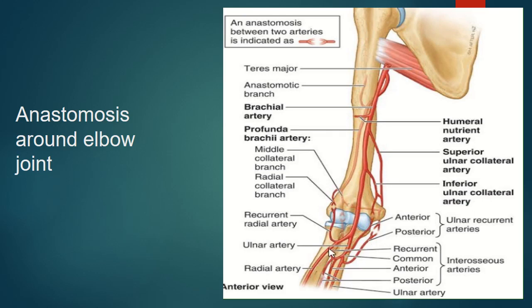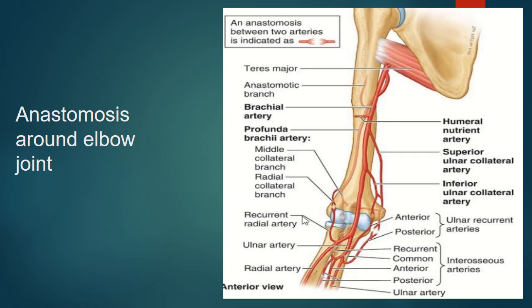Then we have the recurrent interosseous artery, which arises from the posterior interosseous artery. It then ascends and joins the middle collateral branch of the profunda brachii artery, this one, on the posterior aspect of the lateral epicondyle of the humerus.